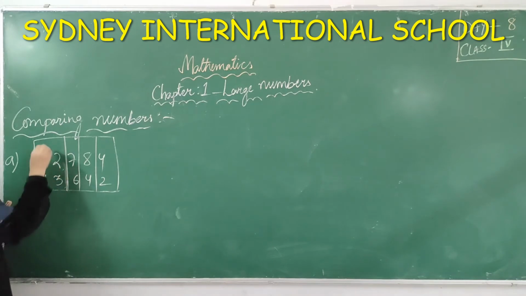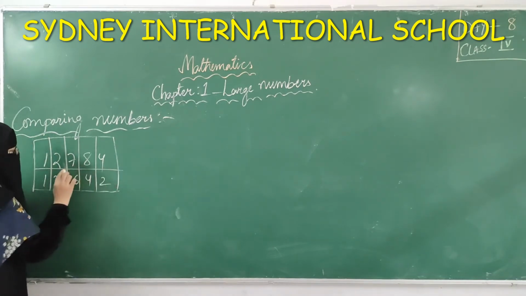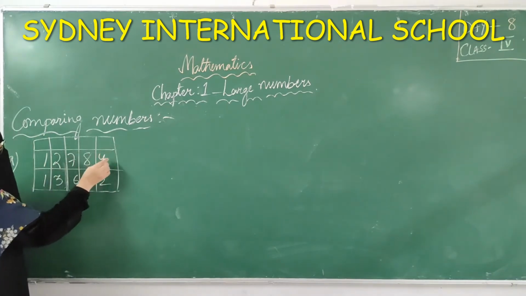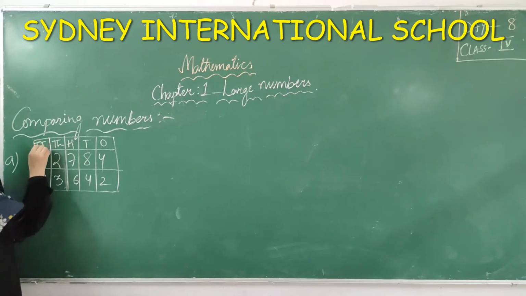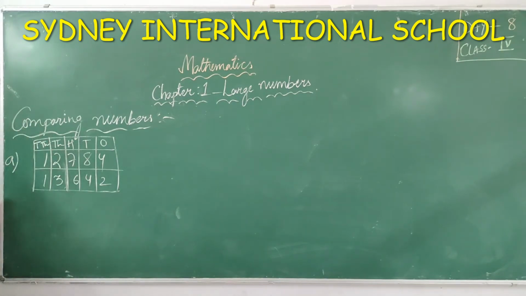When you are placing in the box, no need to place the comma. Above the box, above the numbers, I'm writing its place values: ones, tens, hundreds, thousands, ten thousands. Here we are going to compare two numbers of how many digits? 1, 2, 3, 4, 5 digits. That is a 5 digit number.